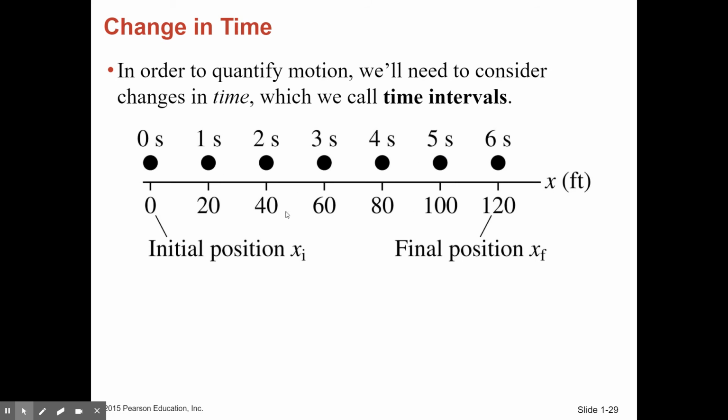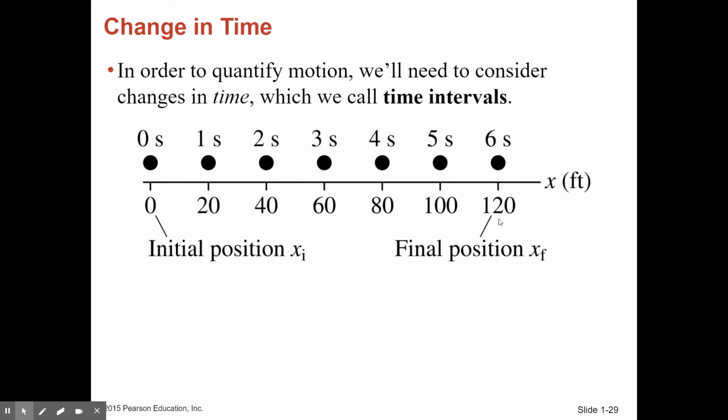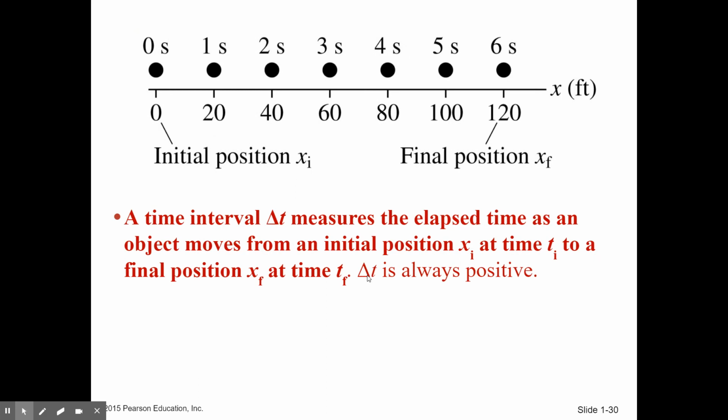And then my change in position, that's your displacement. So my displacement here would be 120. It's my final minus my initial, which is 0. So it's just 120 minus 0. So my displacement is 120, and my change in time is 6 seconds. And that's kind of what I talked about here, so I'm going to go ahead and move on.